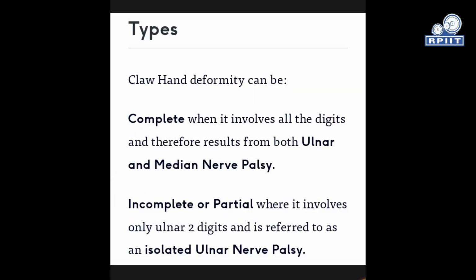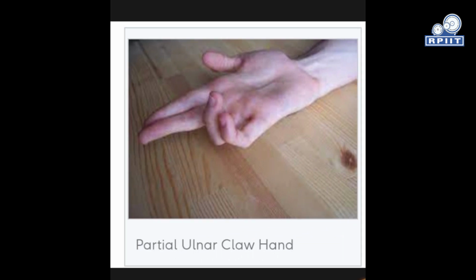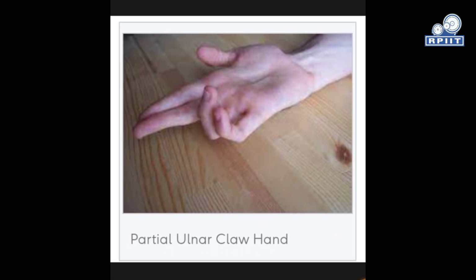Now types. Claw hand deformity can be of two types. First is complete claw hand and second is incomplete or partial claw hand. The complete type involves all the digits and results from both ulnar and median nerve palsy. And incomplete or partial claw hand involves only the ring finger and the little finger, that is ulnar nerve palsy. You can see here, this is the claw hand deformity. The MCP joint is in hyperextension position and the PIP and DIP joints will be in flexion position.